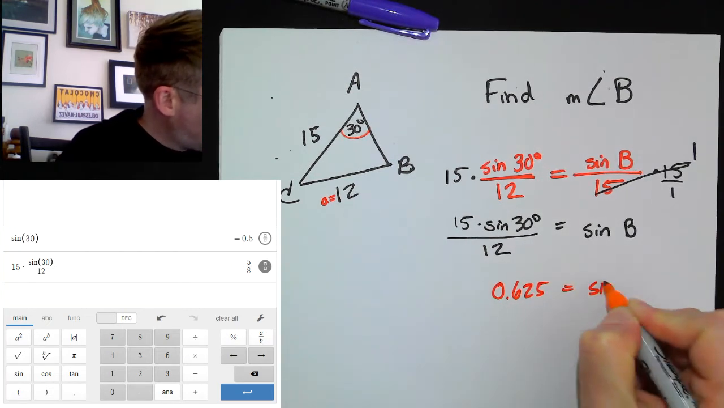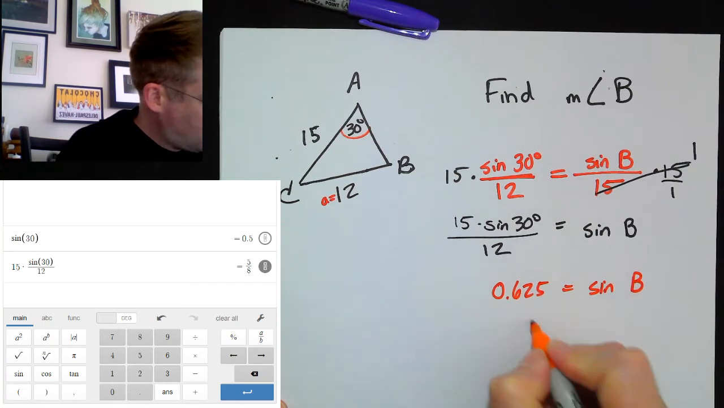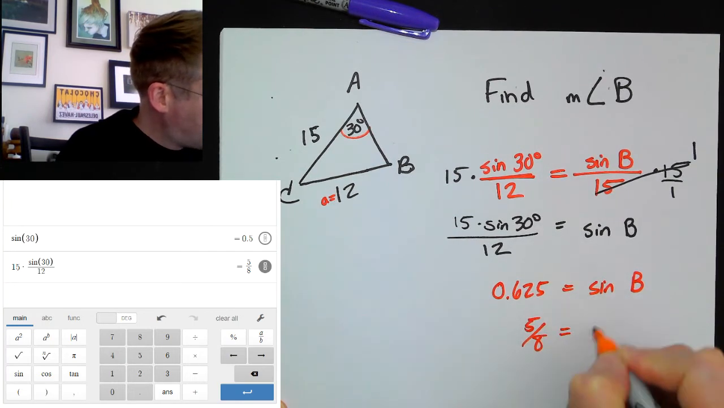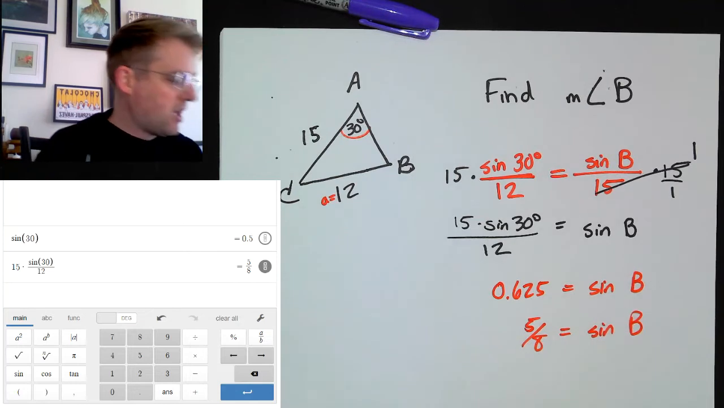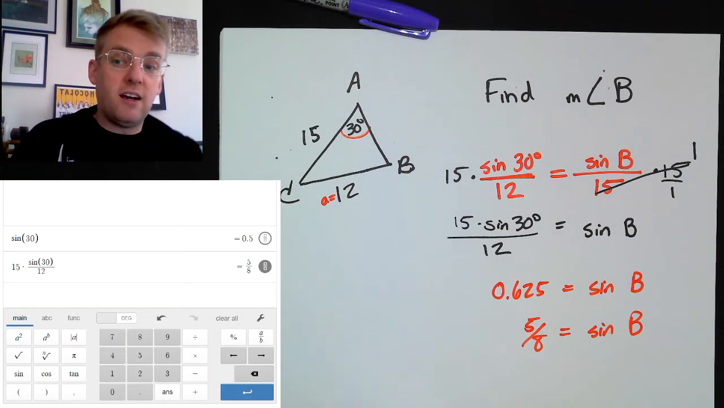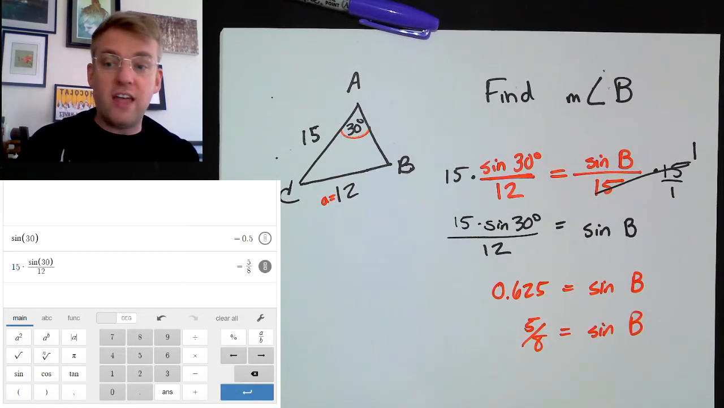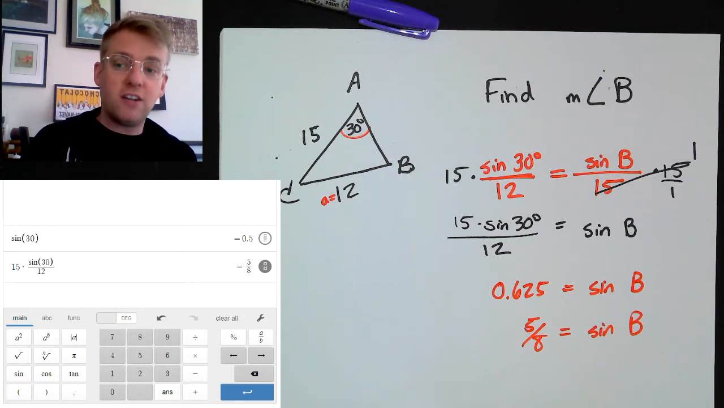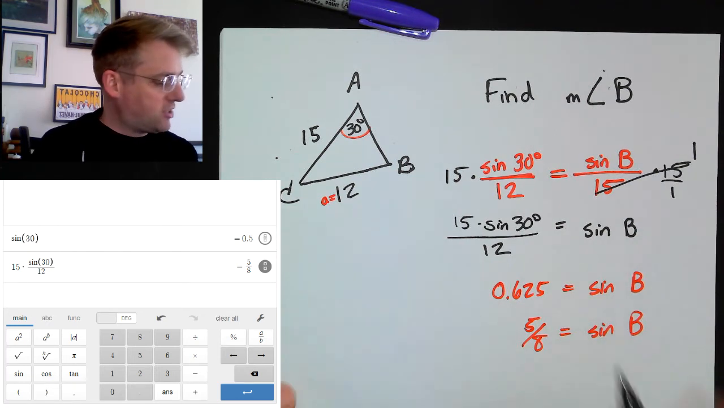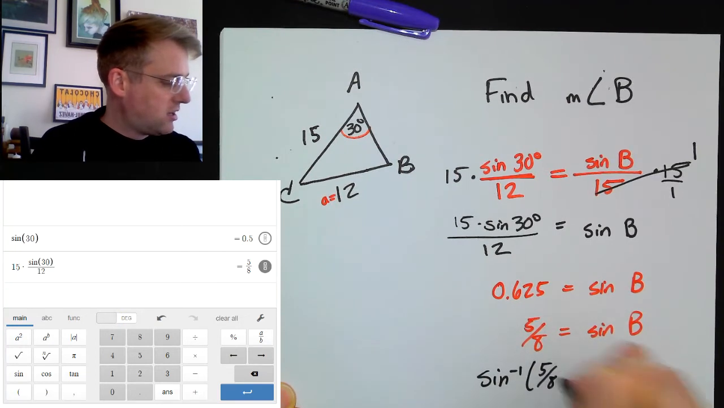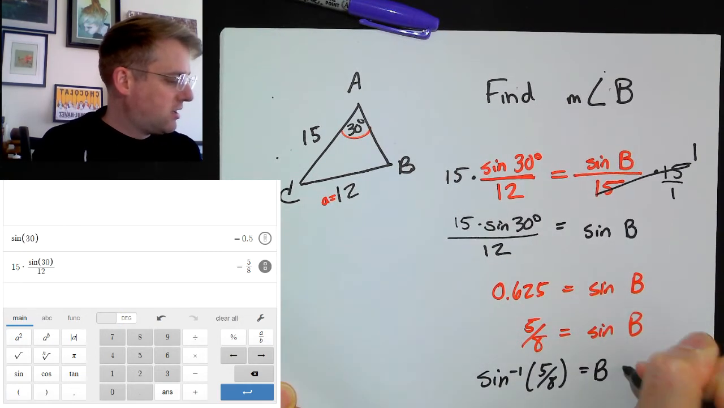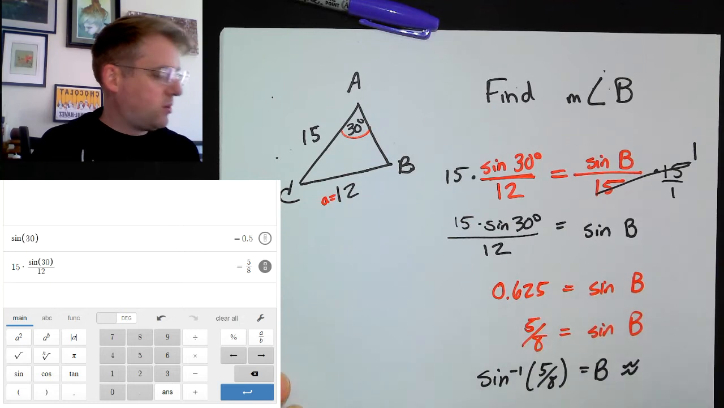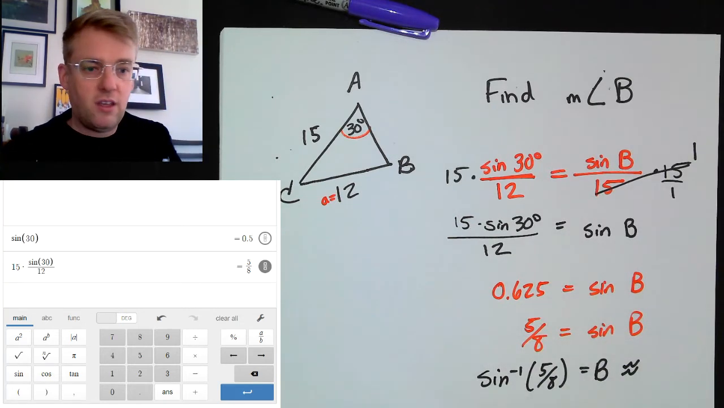0.625 is the sine of B. We could record it as 5/8 is the sine of B. But what we want is the measure of angle B on its own, not the sine value of it. It's good that we got a proper fraction or a decimal between 0 and 1 because that's how sine is going to work. But to get our final answer, we want to take the inverse sine of that answer. And that will be an estimate.